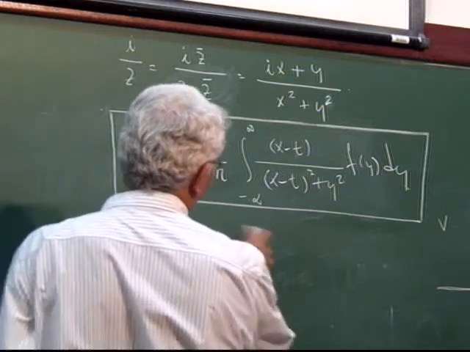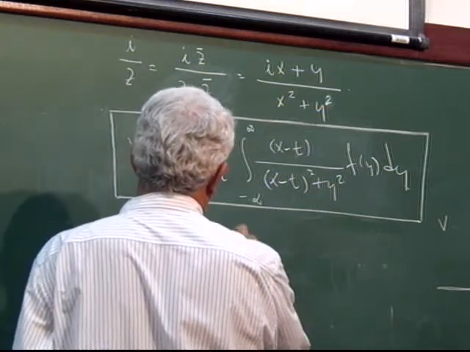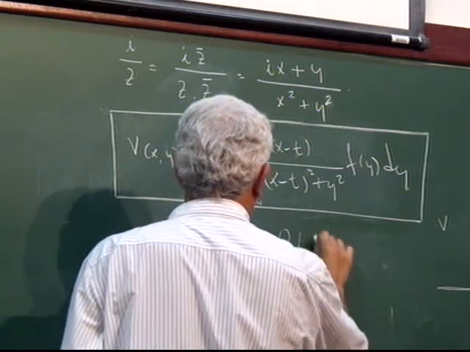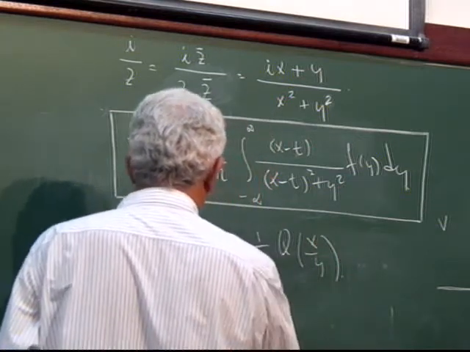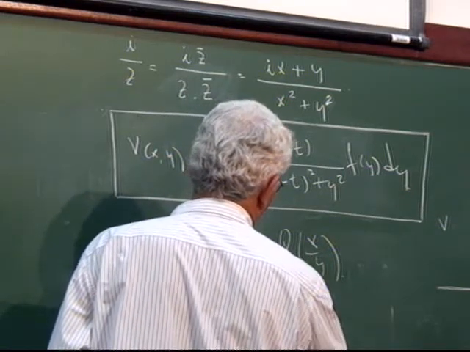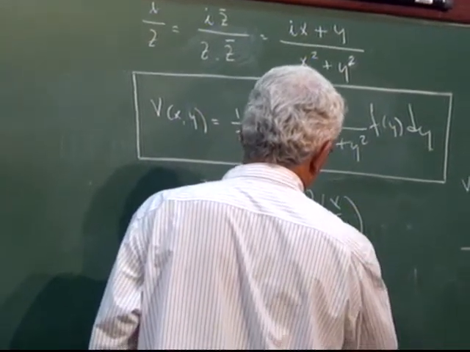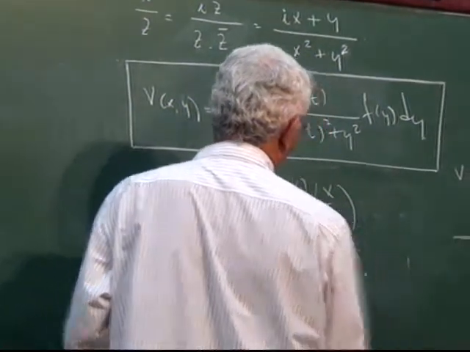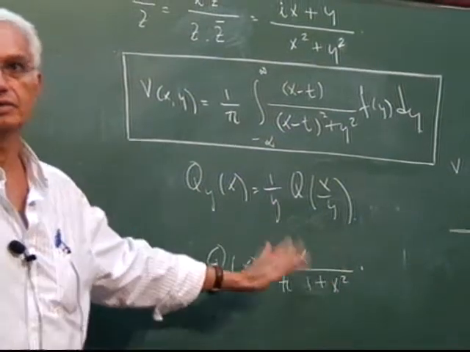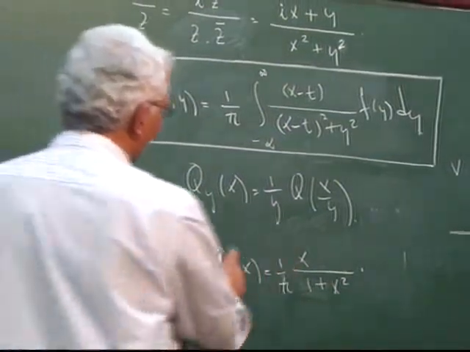That means that you are taking kernel, your kernel is this one, where q of x is x over pi, 1 plus x squared. And this is not positive, it's not in L1, and it has none of the properties that you would like. I mean, the only good thing is that it's odd.